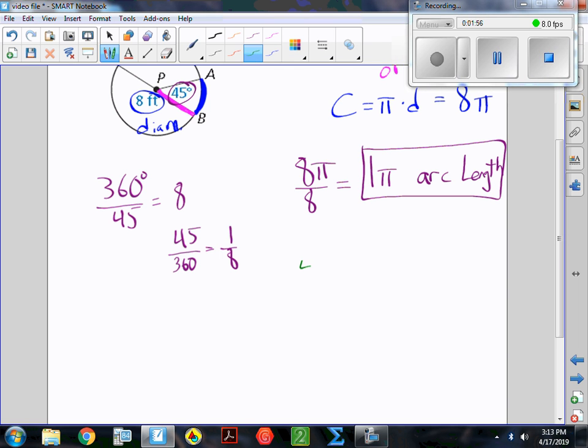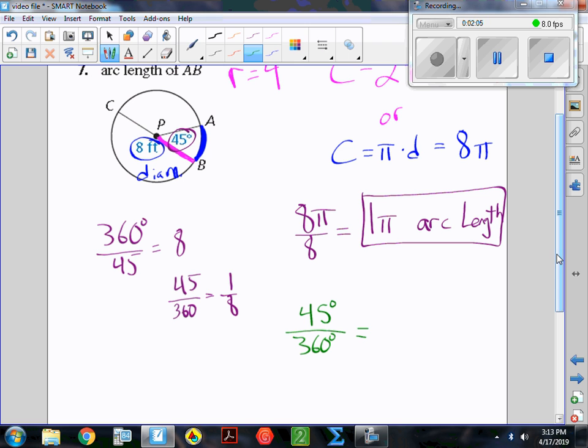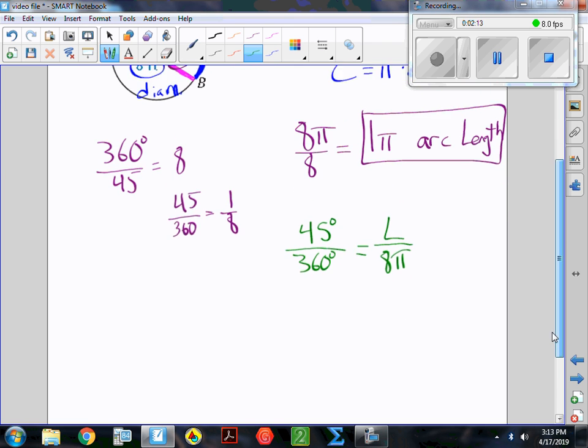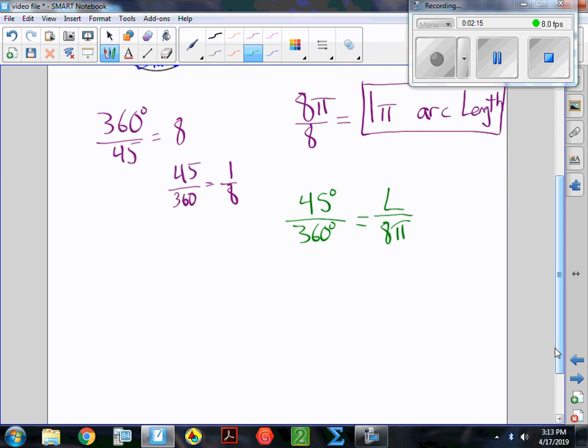So part of the circle in degrees is 45 degrees, over the whole circle is 360 degrees. That's going to equal part of the circumference, which is the arc length. That's what I want. Over the whole circumference, 8 pi. You could try to simplify the 45 over 360. We kind of already did that. We said it was 1/8.